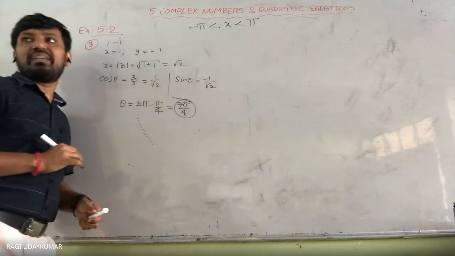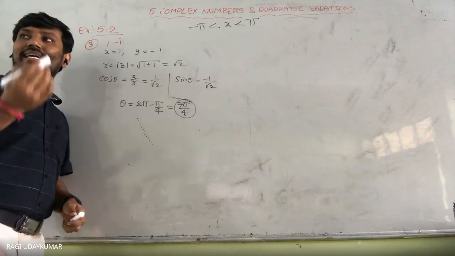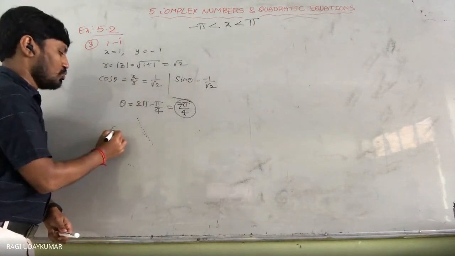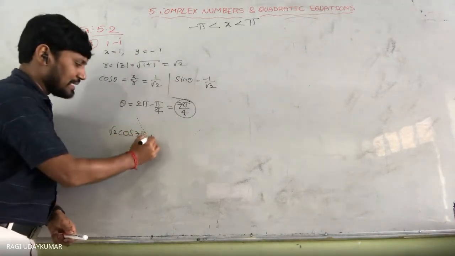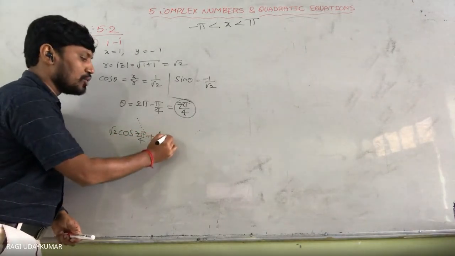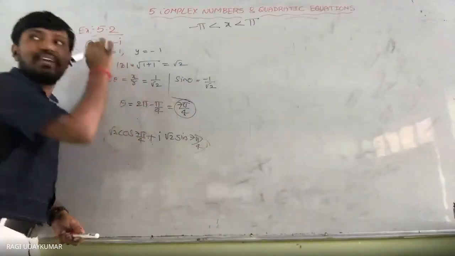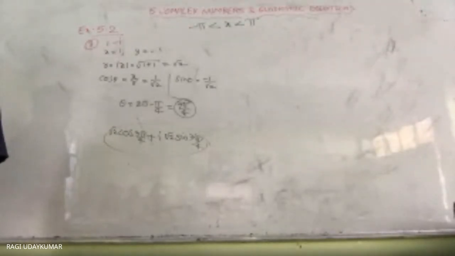This is the argument. So now r cos theta. What is the r value? Root 2 cos 7 pi by 4 plus i into sin 7 pi by 4 is the polar form of the given number. Is it correct?